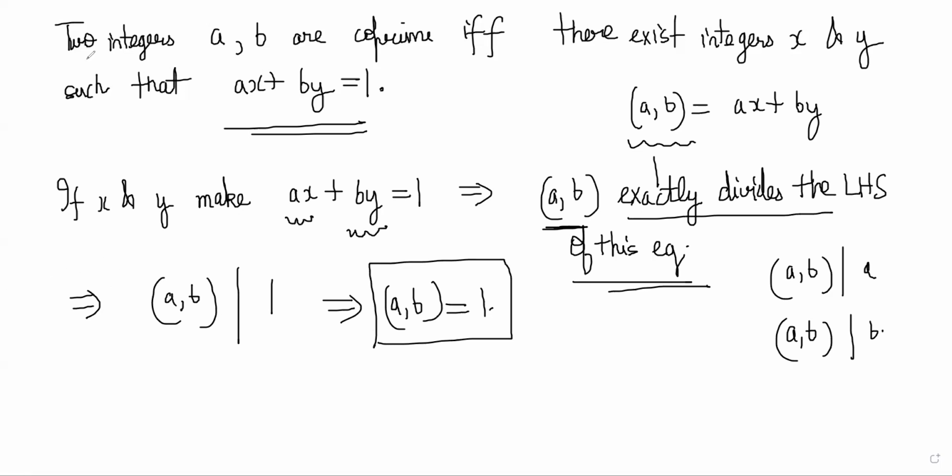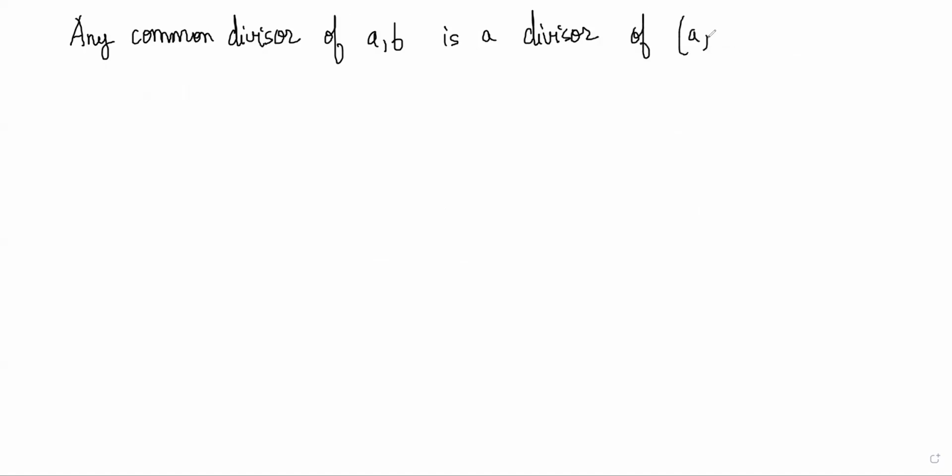Now the next property is: any common divisor of A and B is a divisor of their GCD. So what is the meaning of this? Any common divisor of these will obviously be less than or equal to the GCD of A and B. So we are saying that any common divisor of A and B is a divisor of the GCD of A and B. This is important here.